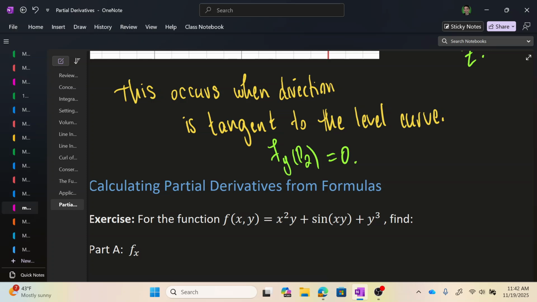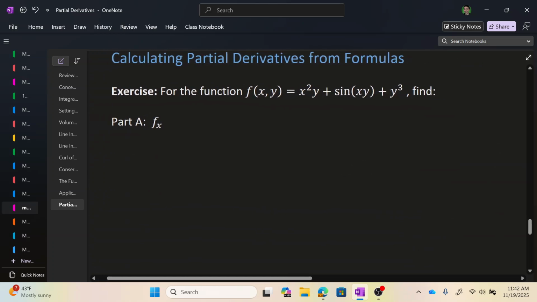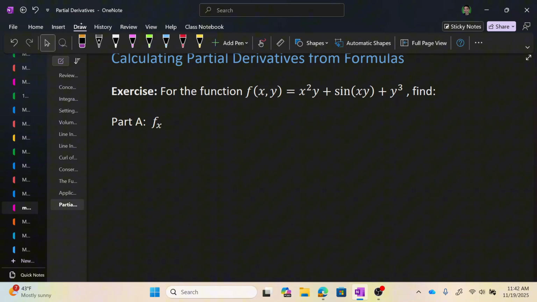The last thing that I would like to talk about in this video is how to calculate partial derivatives if you're given the formula for a function. So for example, if I'm given x squared times y plus sine of x times y plus y cubed, what would be the formula for the partial derivative in the x direction?